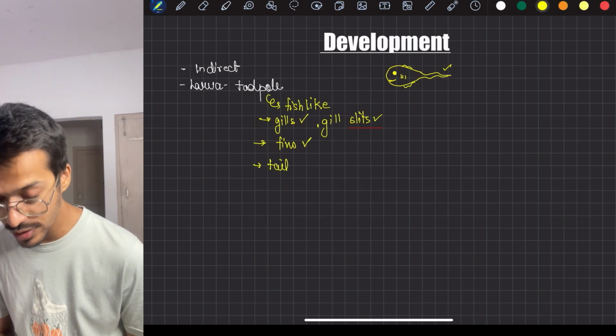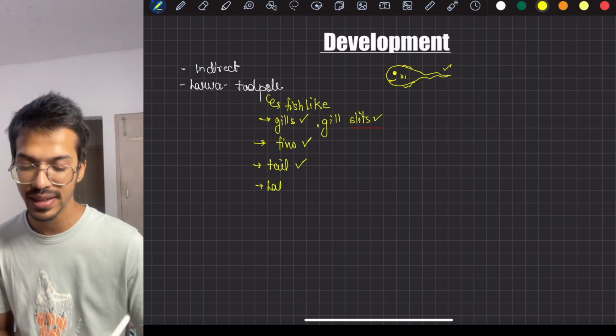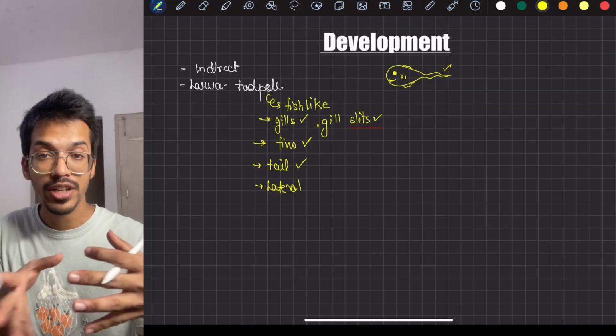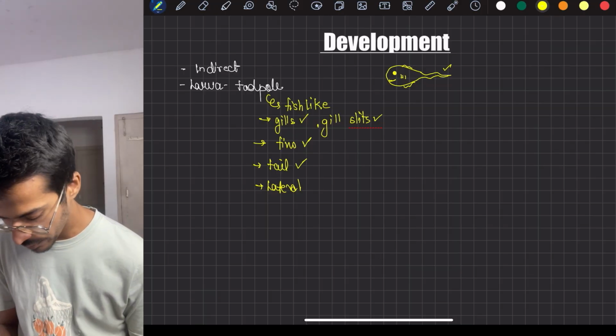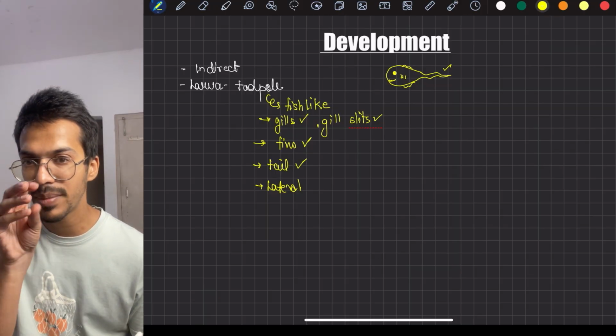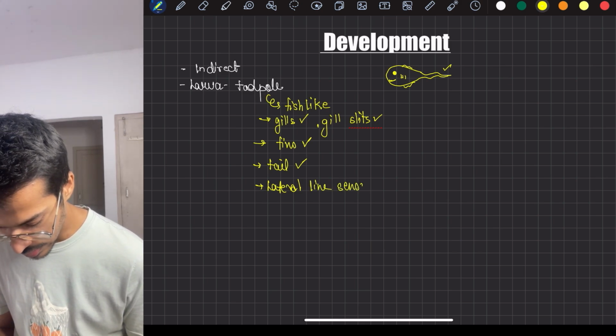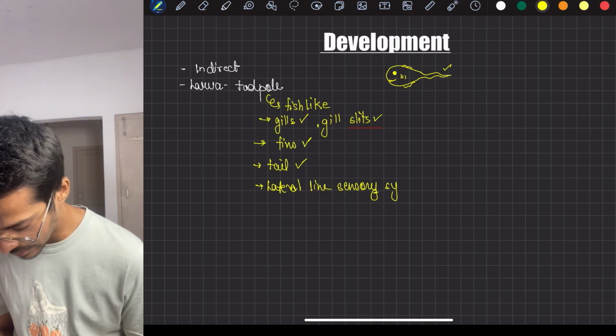Then there is the lateral line sensory system. What is that? It can detect the change in vibrations or the water current. So it can find that someone is coming to capture it or something like that. So the lateral line sensory system is present.